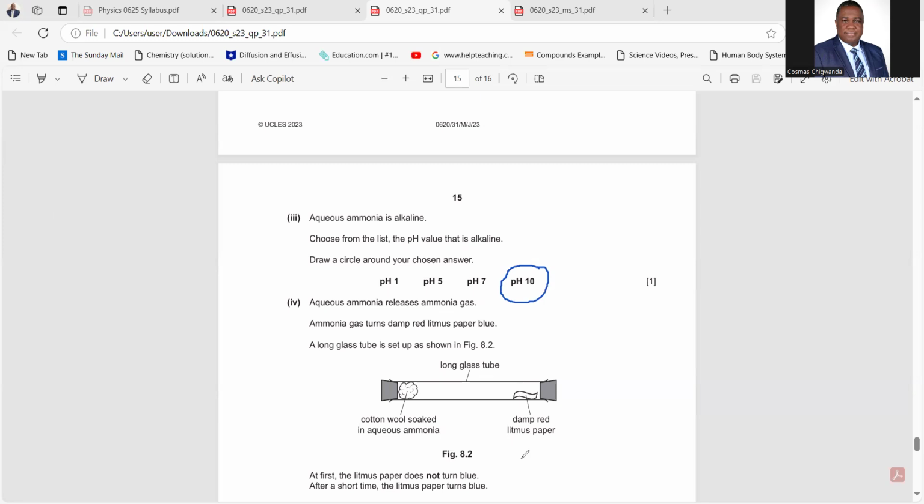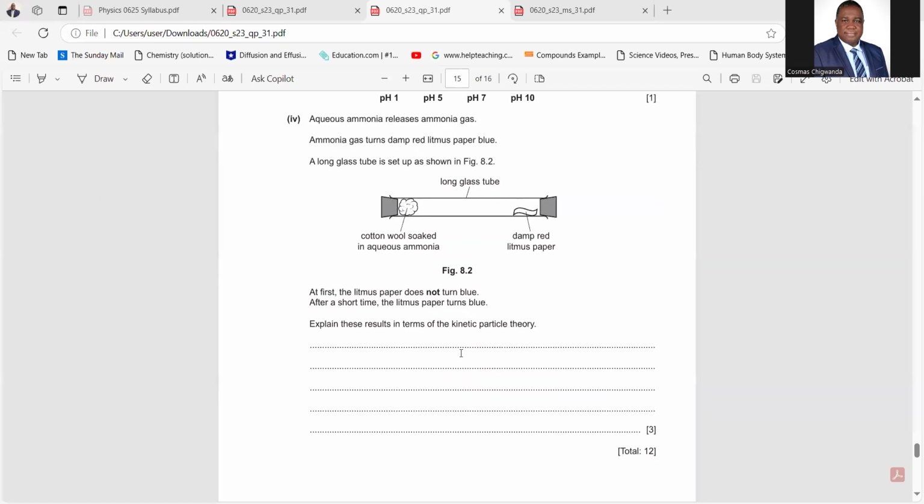So we have this experiment where we have cotton wool that has been soaked in aqueous ammonia, and then on the other side of the tube we have damp red litmus paper. Okay, so obviously the gas that is released is going to move in that way, and eventually it will get to the surface of damp red litmus paper, and then the damp red litmus paper will turn blue. All right, so we want to look at what sort of question was being asked here. Okay, if we go down a bit, they're saying after a short time, the litmus paper turns blue. Explain these results in terms of the kinetic theory of matter.